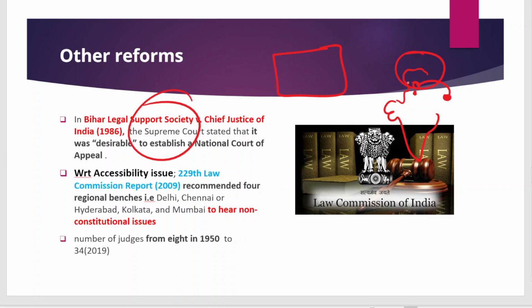In this case, to increase accessibility, the 229th Law Commission report recommended four regional benches, at Delhi, Chennai or Hyderabad, Kolkata, and Mumbai, to hear non-constitutional cases. It will increase accessibility, and a wider location will also deliver more justice to the common people. Along with that, we have the increase in the number of judges from 8 in 1950 to 34 in 2019.